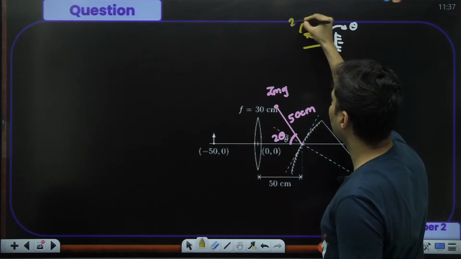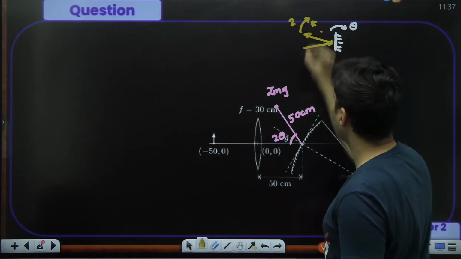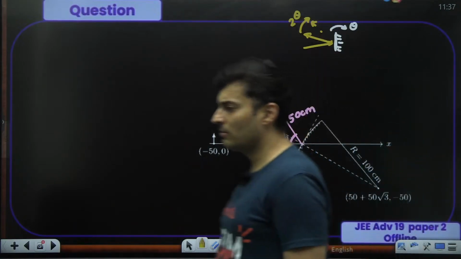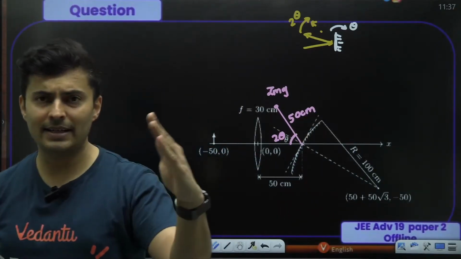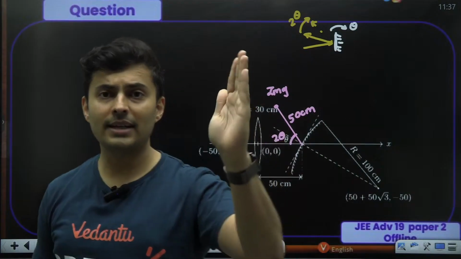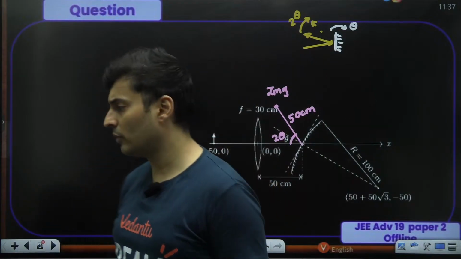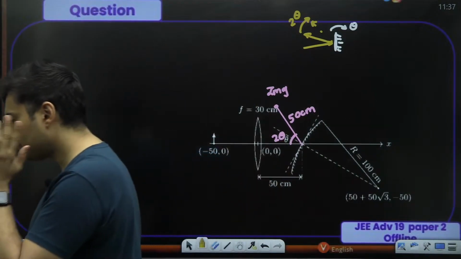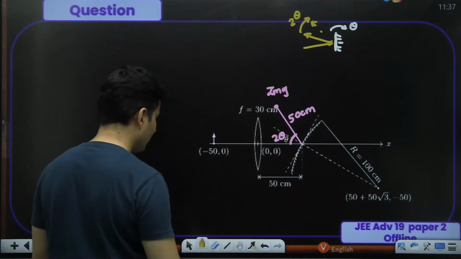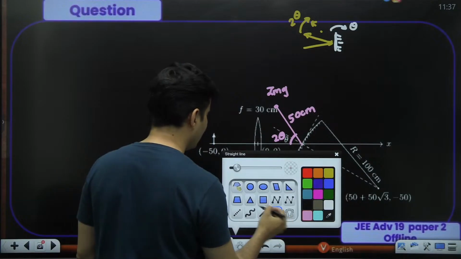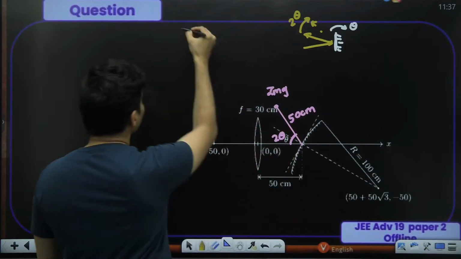That reflected ray will deflect by 2 theta. Do you remember this formula? Do you remember this concept? Yeah, rotating a mirror by theta deflects the reflected ray by double the angle of rotation. Yep, perfect. So that is why I have put 2 theta over here. So now I think I have made a nice right angled triangle.